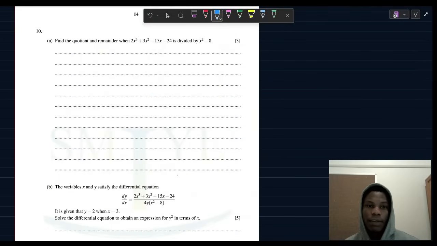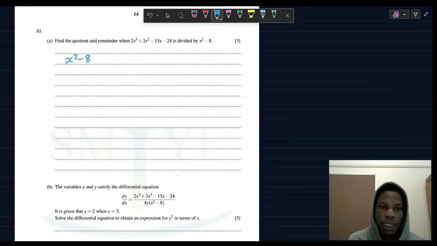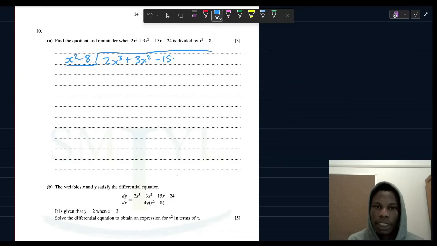Number 10, part A. Find the quotient and remainder when 2x cubed plus 3x squared minus 15x minus 24 is divided by x squared minus 8. All right. So we've got x squared minus 8, and this is dividing 2x cubed plus 3x squared minus 15x minus 24. So remember, you divide using the term with the highest power. So in this case, we're going to divide this polynomial using x squared. So we're going to say, how many times does x squared go into 2x cubed? That's going to be 2x.